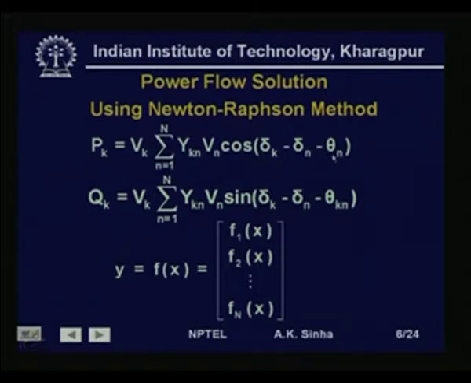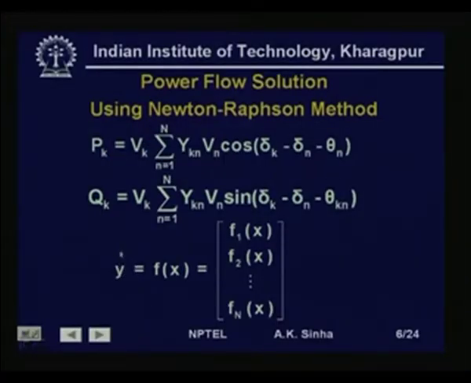Theta k n, I am sorry, this should read theta k n, theta k n is the angle of admittance y k n. Similarly, the reactive power injection at bus k will be given by V k summation y k n V n sin delta k minus delta n minus theta k n for n is equal to 1 to capital N. So, these two equations are basically providing us a relationship between power injection at any bus k and the voltage magnitudes and the network parameters.